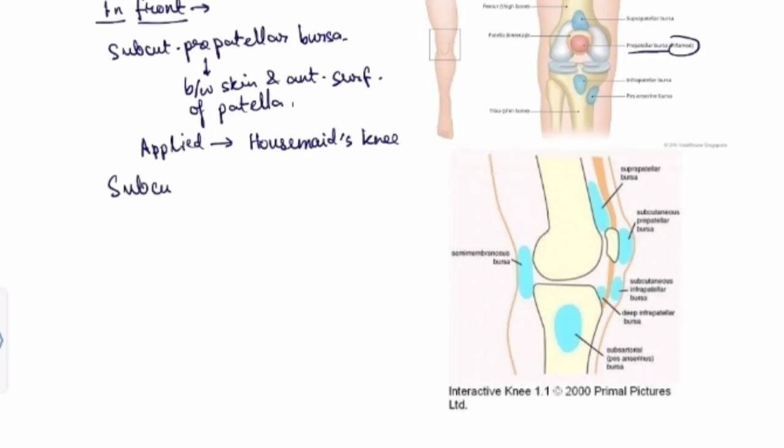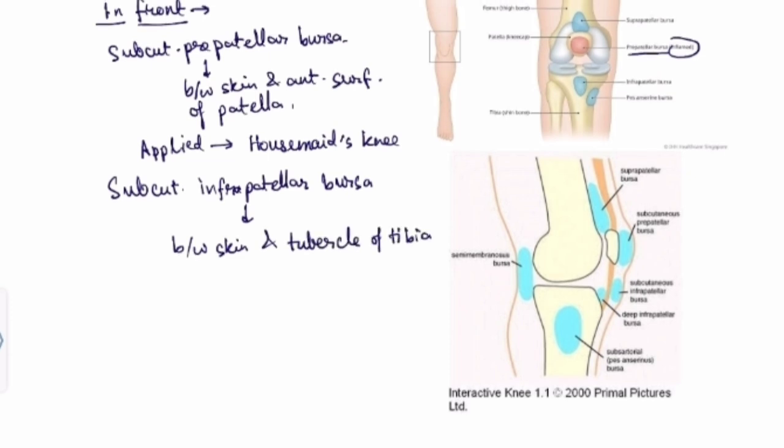Next we have subcutaneous infrapatellar bursa, between skin and tubercle of tibia. If this gets inflamed, what happens? Clergyman's bursa. You know the clergy, the church, right? In the church, there are wooden tables with a knee stand below where you kneel down and pray. If you kneel down and pray for long, this bursa may get inflamed, leading to clergyman's bursa. That's what's called clergyman's bursa.